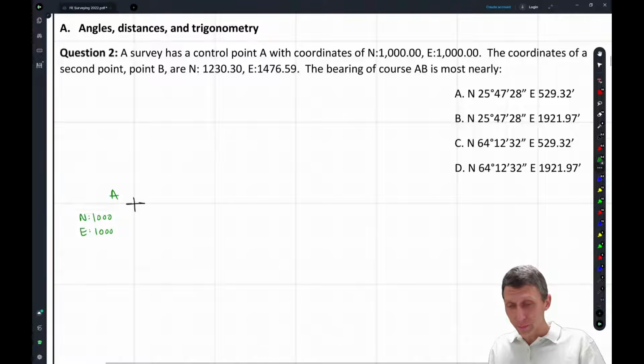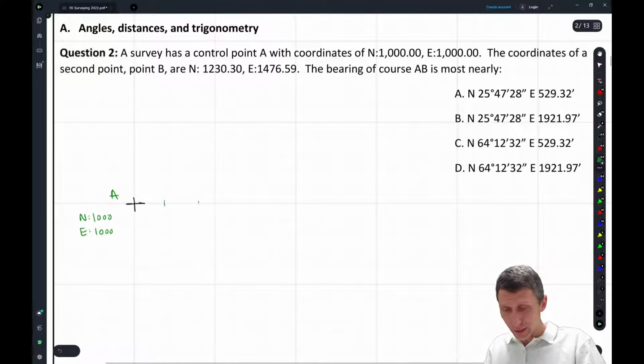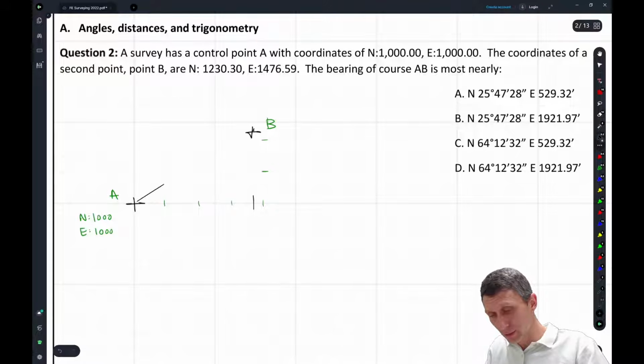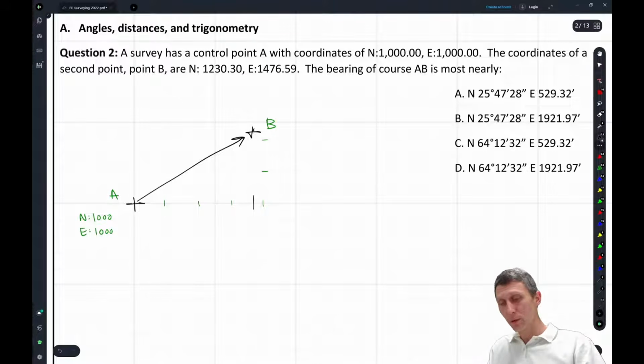So I'm going to plot that point, and what's this going to look like? So if every couple blocks is 100, let me come over here, and maybe what I'm going to do is come over to 1476.59. So maybe this is like my 76 point, and then I'm going to come up 230 or so. So that's going to put me at some point maybe around here. Okay, so this is going to be point B, and my course is going to go connect those two, right? This is going to be course AB.